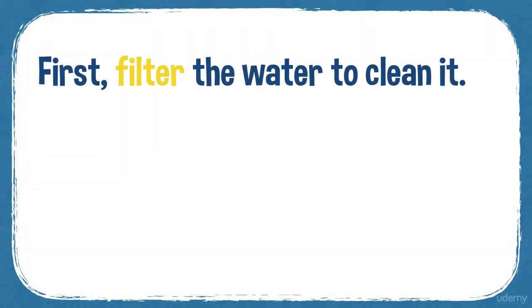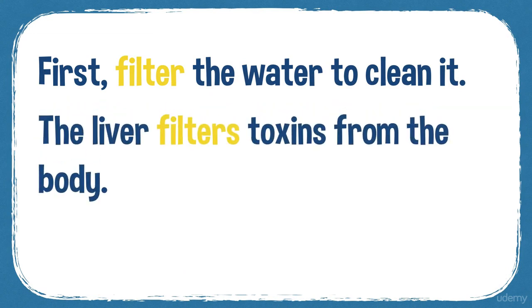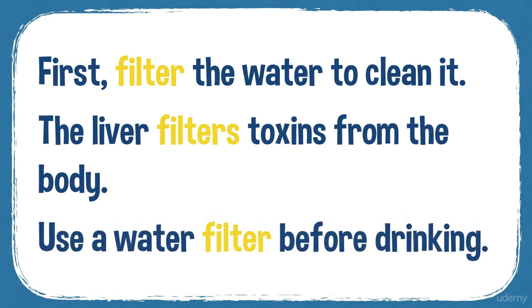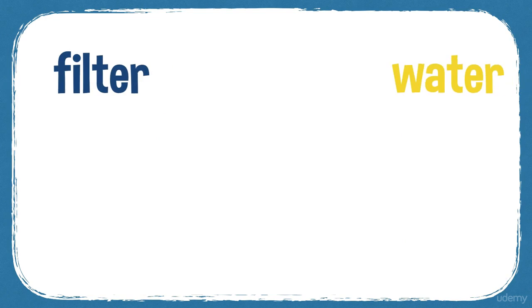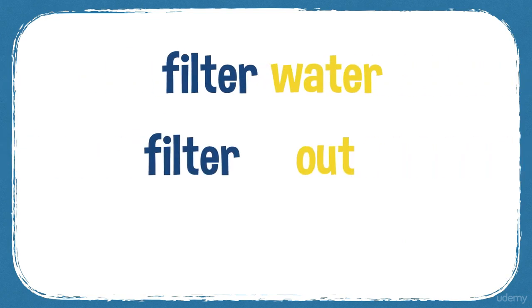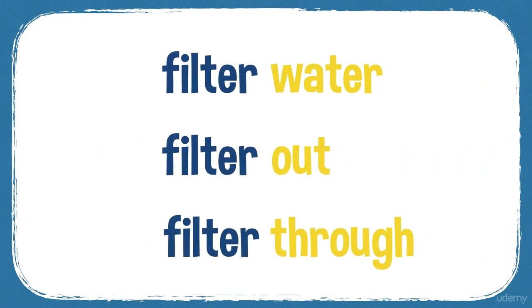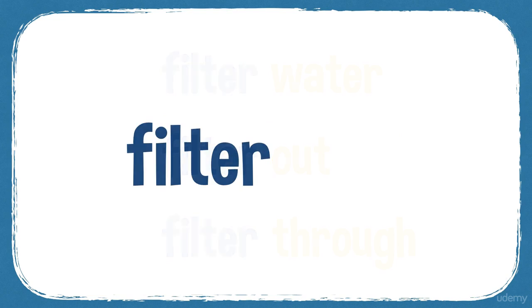Here are some examples of the word filter. First, filter the water to clean it. The liver filters toxins from the body. Toxins are like poisons. Use a water filter before drinking. Very important. So you can filter water, filter out, filter through. And again, filter is a verb, filtering, filtered.